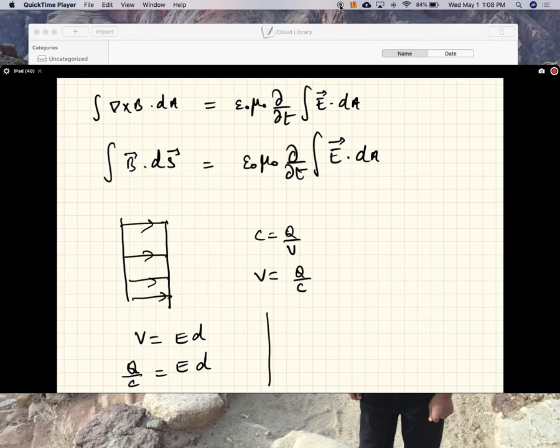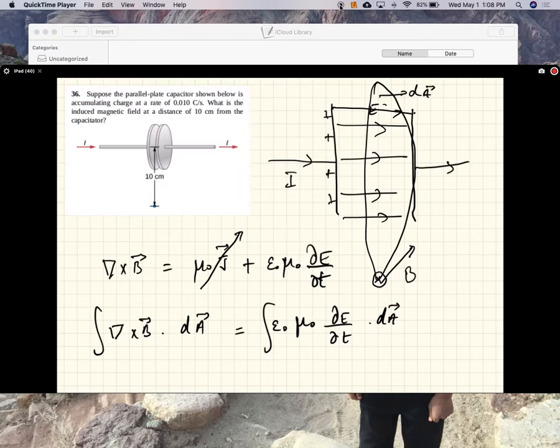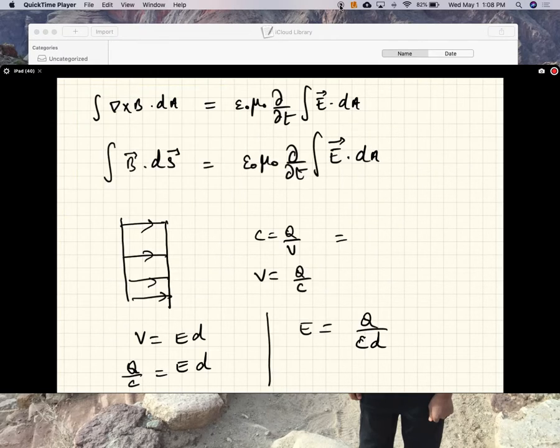And so E, the electric field, is Q over C divided by D. And also the capacitance is equal to, what do they give us? Okay, so the capacitance is epsilon naught A by D. So we're going to substitute that.